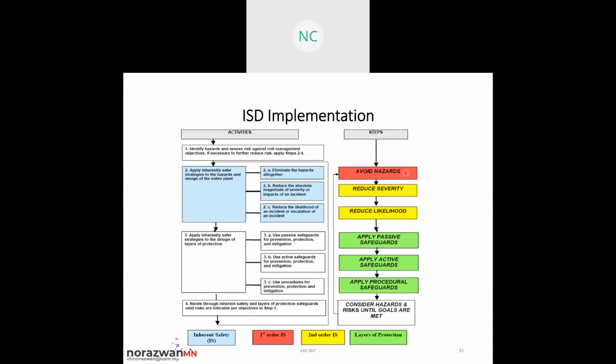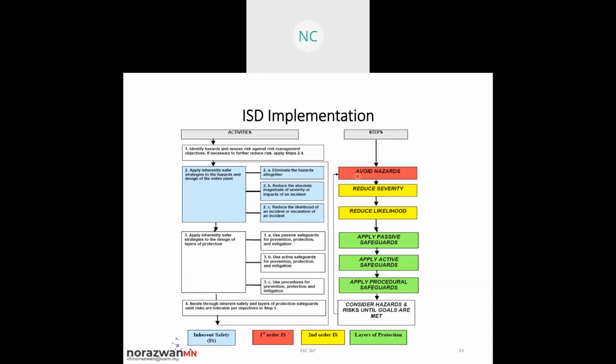When you try to eliminate the hazard, this is the first layer. You try to eliminate the hazard first, because this is the way of thinking. Even though we know that we cannot 100% eliminate all the hazards, we try to eliminate at least one hazard, just like JK said. It is impossible to eliminate all the hazards, but it is possible to eliminate at least one hazard.